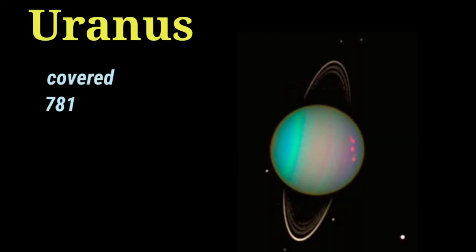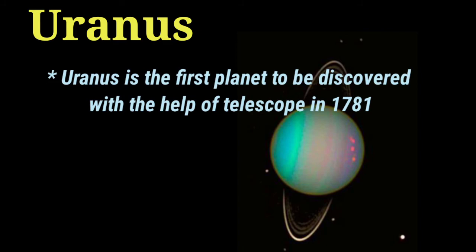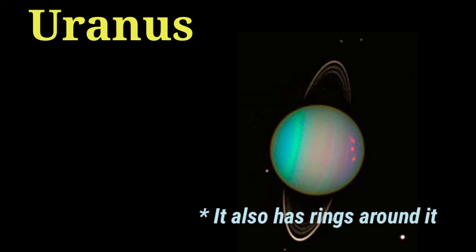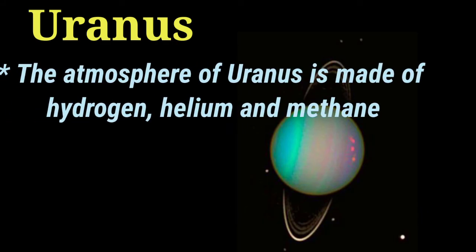The next is Uranus. Students, Uranus is the first planet to be discovered with the help of a telescope in 1781. It also has rings around it. The atmosphere of Uranus is made of hydrogen, helium and methane.